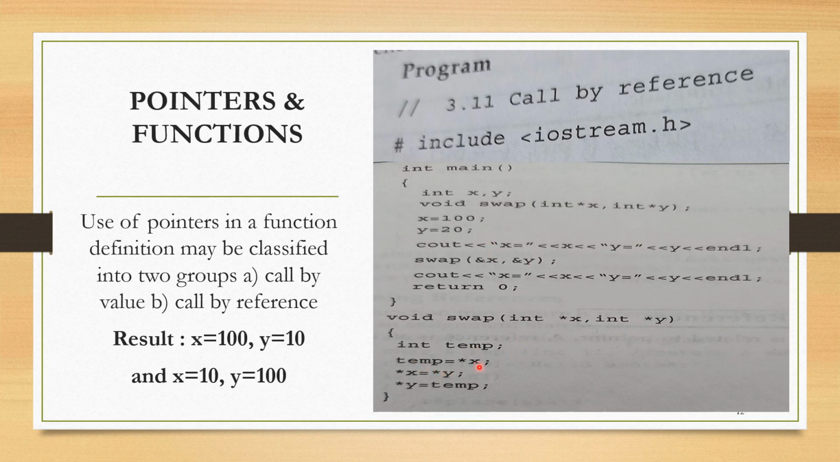And with a temp variable, what you are interchanging are the addresses. The addresses of x and y are interchanged here. So this is the result of the swap. So this is a function. Functions that use pointers like this are called function call by reference.